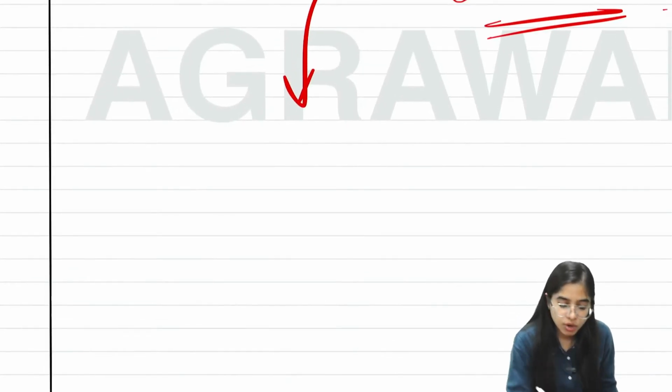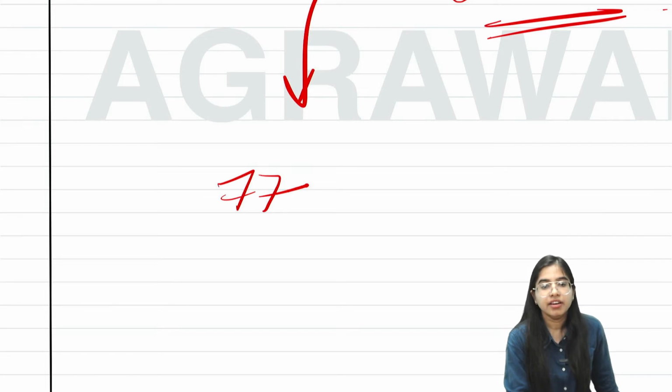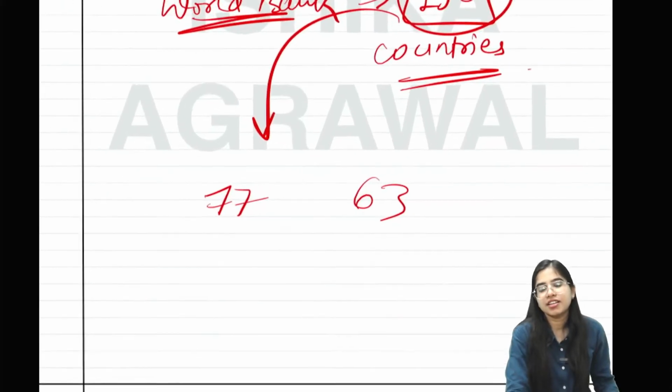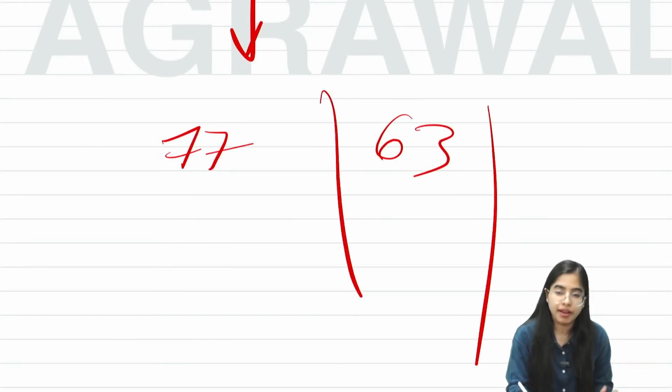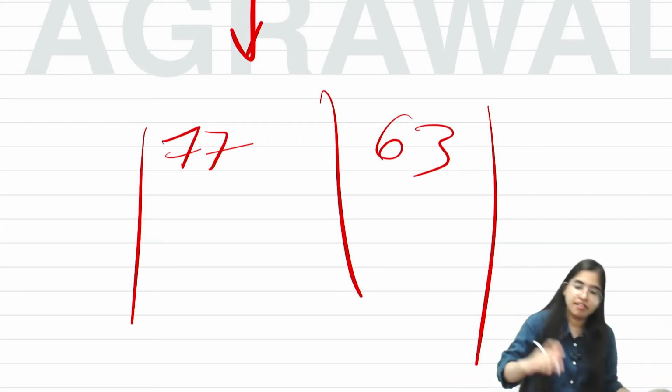Ma'am, what is the ranking? Earlier it was 77, now it is 63. Please learn this by heart, ma'am, you have to memorize this. From 77 to 63.